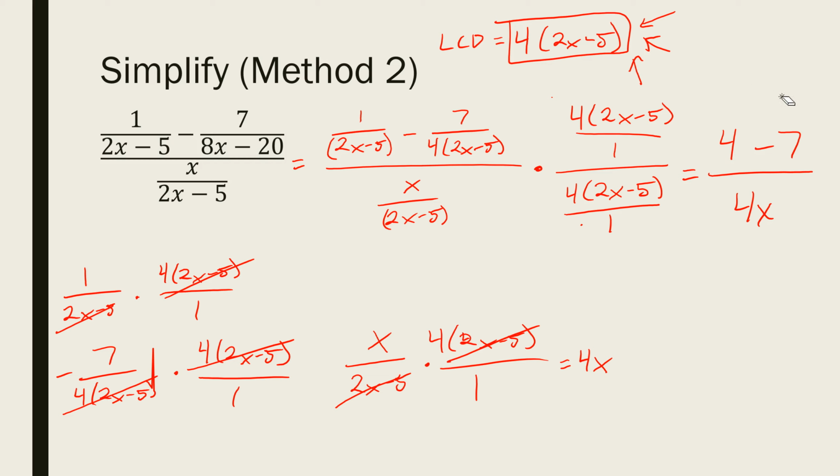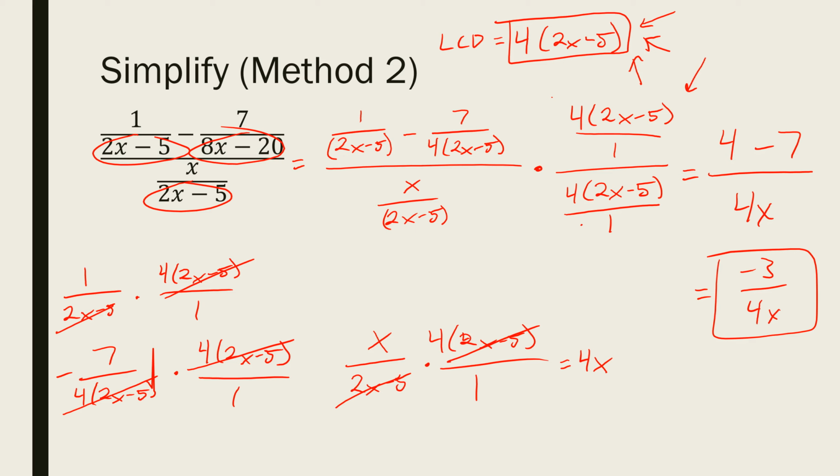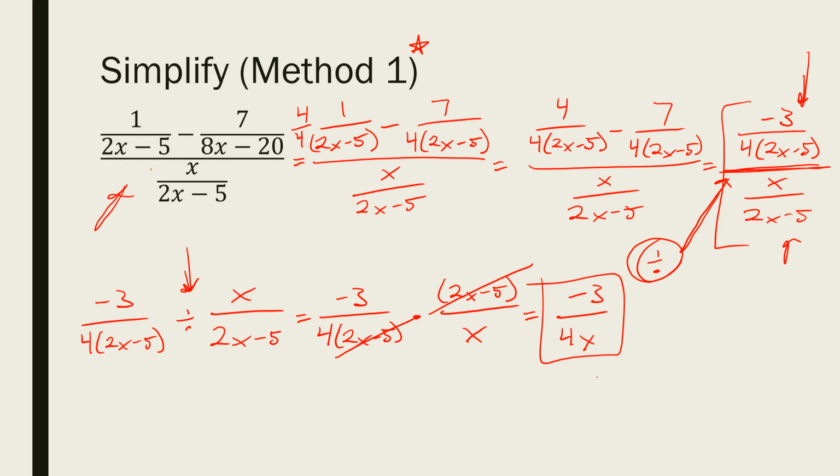denominators. All I have to do now, what's 4 minus 7? Well, of course, negative 3 over 4x. And I'm done. Whew. Okay, so method number 2, I look at all of the denominators. I find the LCD. I multiply the big fraction by the LCD over itself. That will cancel all of the denominators when I distribute it in, and I'll be left with now a fraction that's no longer a complex fraction. Notice I got the same answer here that I got over here, which proves that both methods are valid.